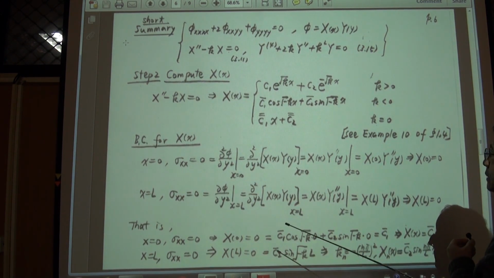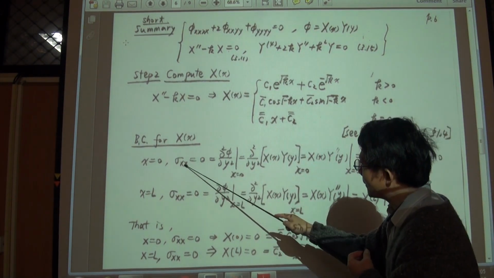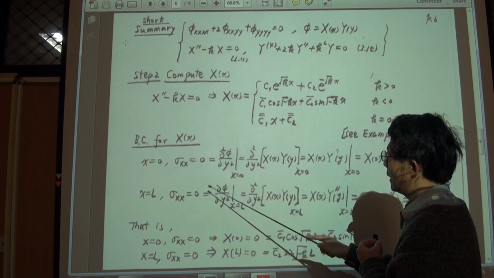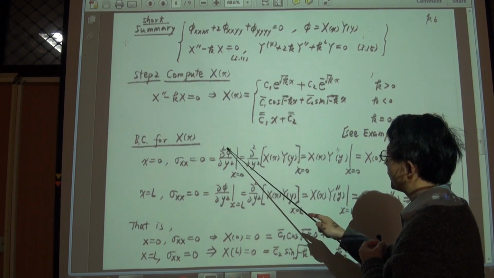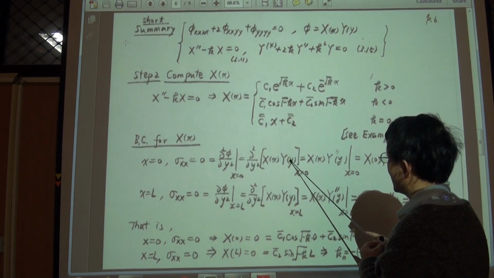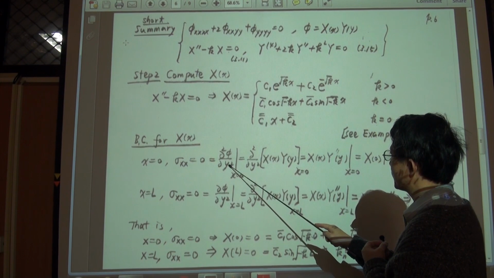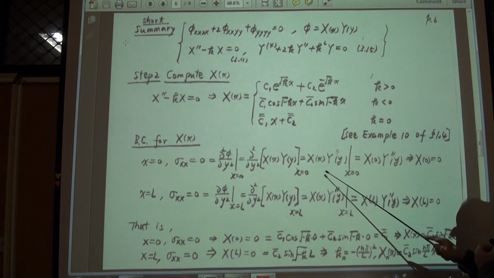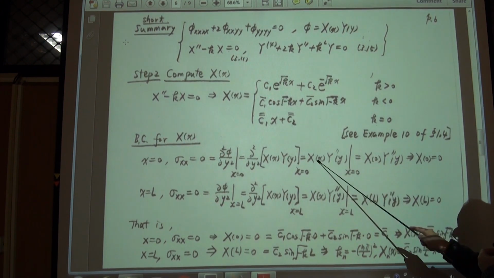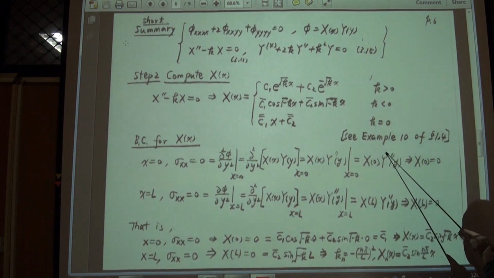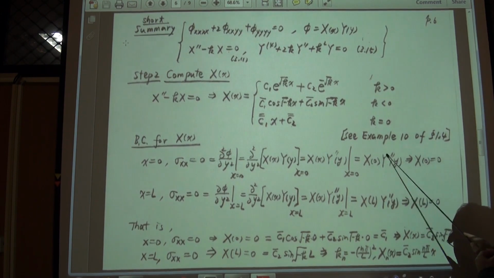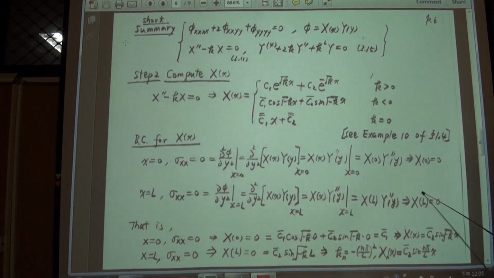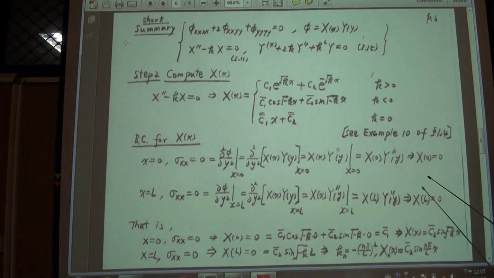Okay, let us do it step by step. Sigma xx equals partial squared phi over partial y squared. And then this phi equals X and Y, and then we perform the differentiation here to get Y double prime. And then we put x equals 0 inside to get this one, but this function is not equal to 0, so this one equals 0. The same deal, we get this one. So we have this condition and this condition.